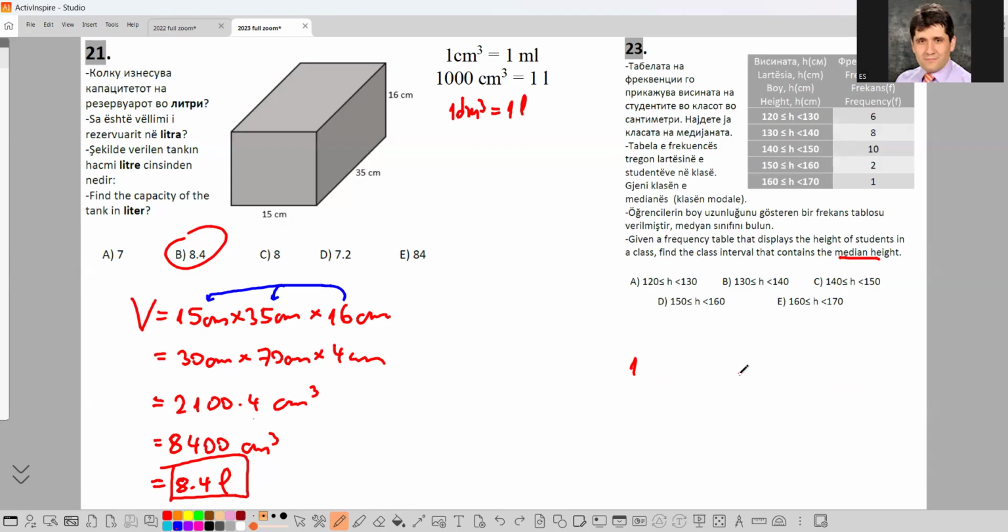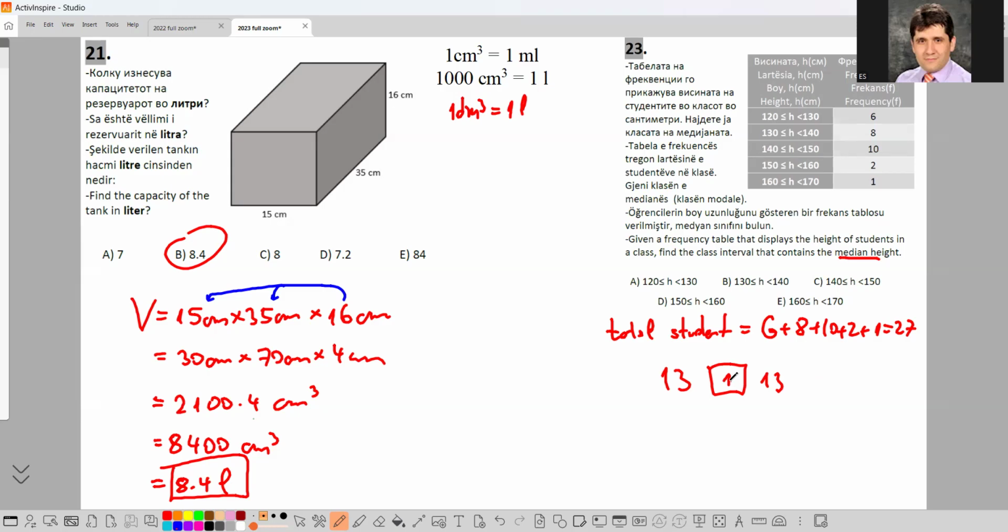But in this case, we have classes. So how many students are there? What is the total frequency? Total students. Well, it's 6 plus 8 plus 10 plus 2 plus 1. That's 27. And now the middle student will be the one that has 13 on the left, 1, the student himself, and 13 on the right.